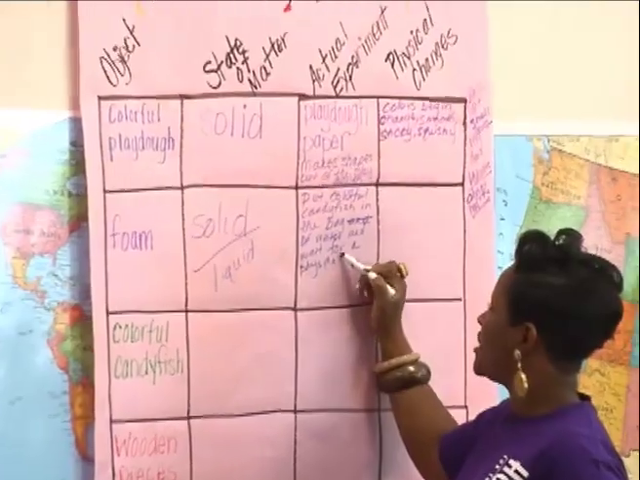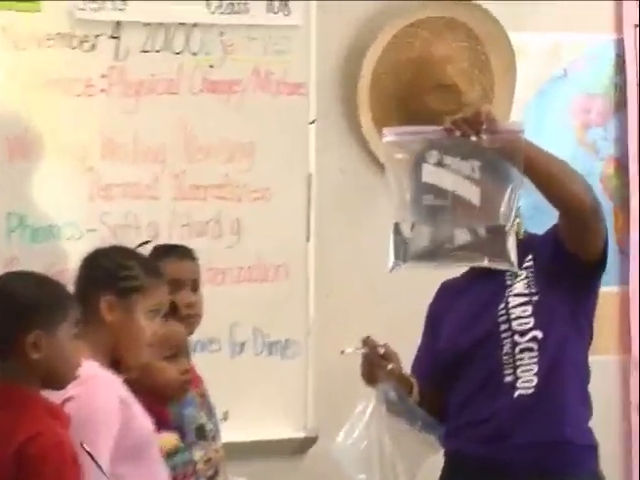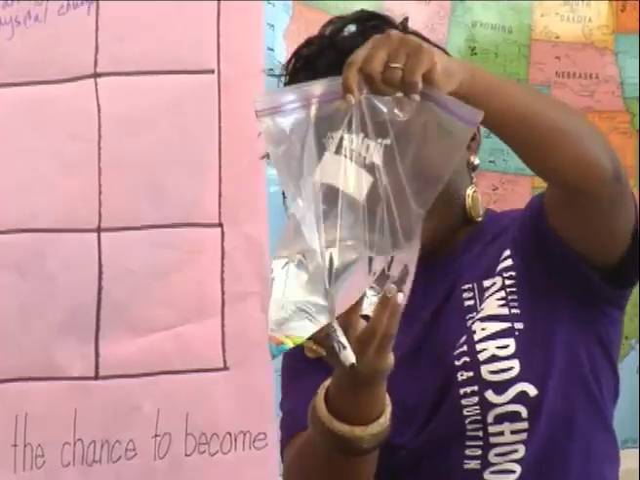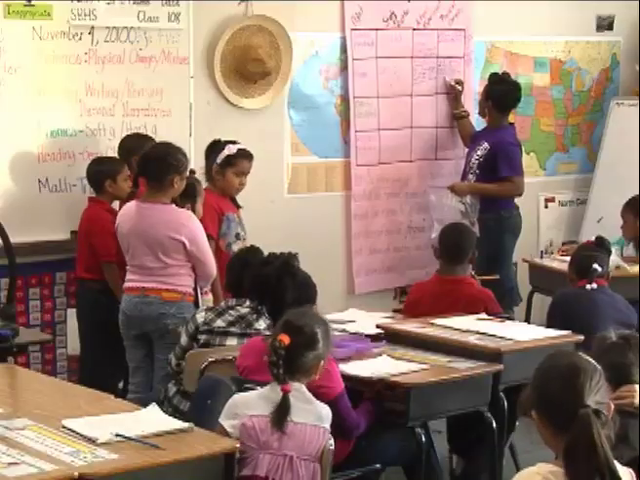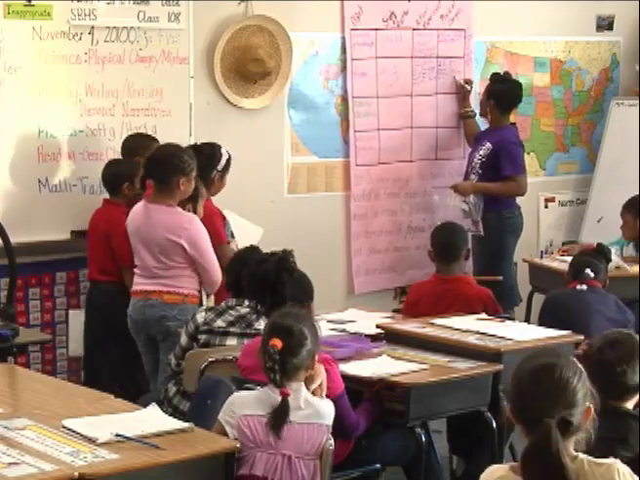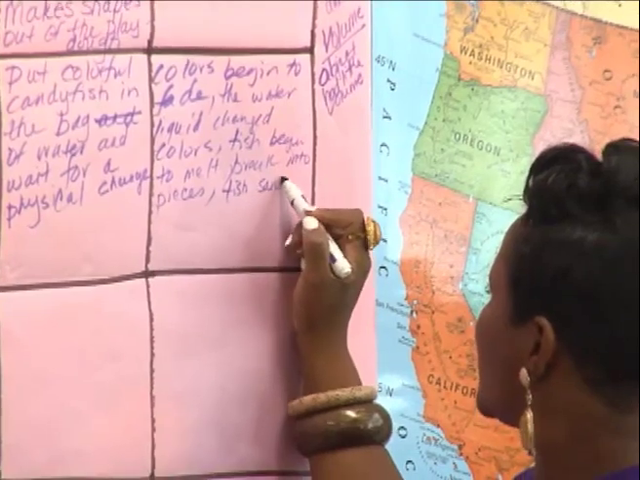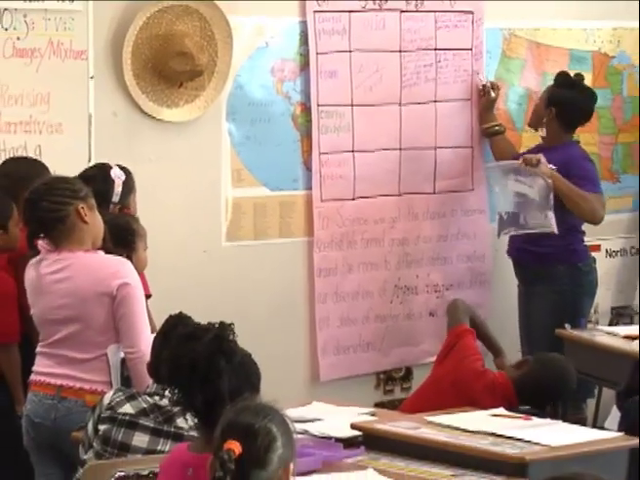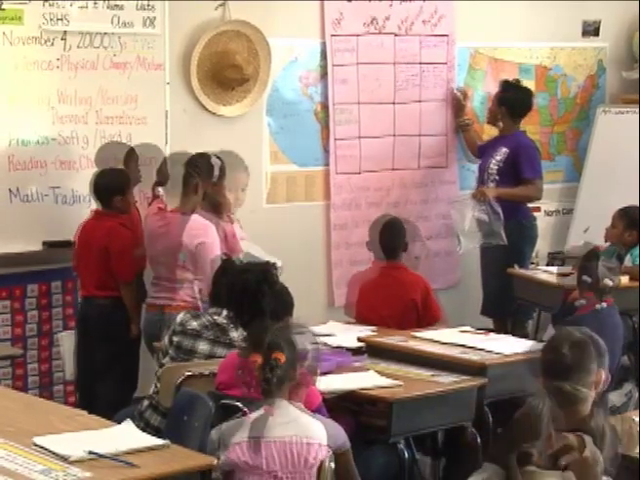What was a physical change? It faded. The colorful candy fish began to fade. The water changed color. The fish began to melt, break into pieces. The fish sank. Okay? It was not very heavy.